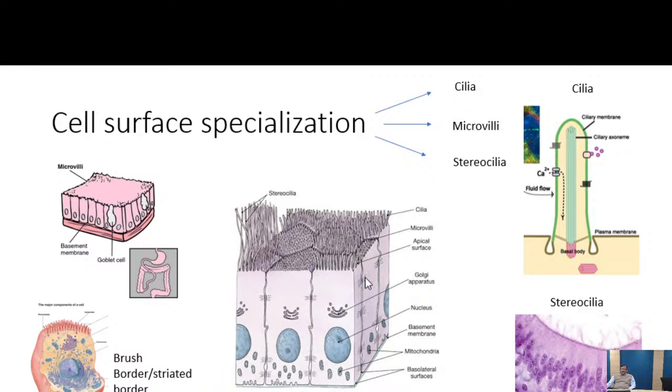So here you can see an epithelial surface and the different surface specializations. Some are stereocilia. Stereo means non-motile. Some have cilia, and you can also see the microvilli, which are much smaller in size.